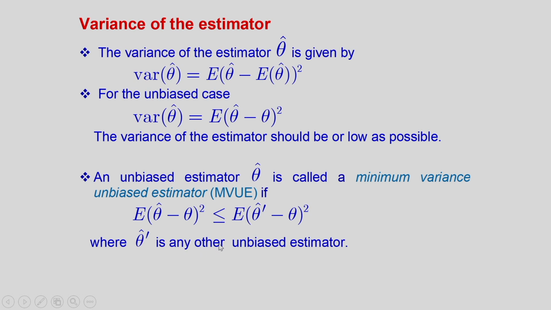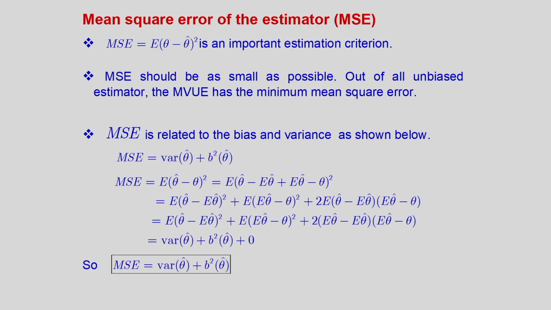where theta hat dash is any other unbiased estimator. So we discussed mean and variance, another term is mean square error, MSE. MSE is equal to E of (theta minus theta hat) whole square. Minimizing the MSE is an important estimator criterion.